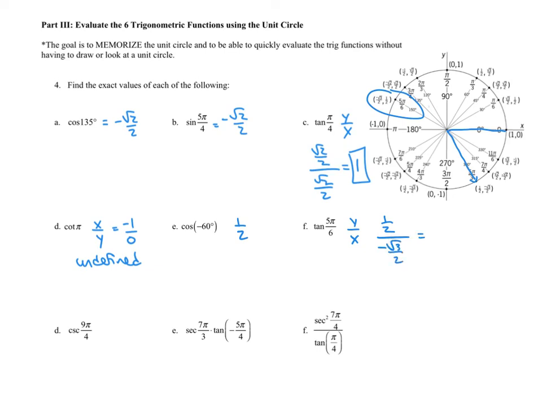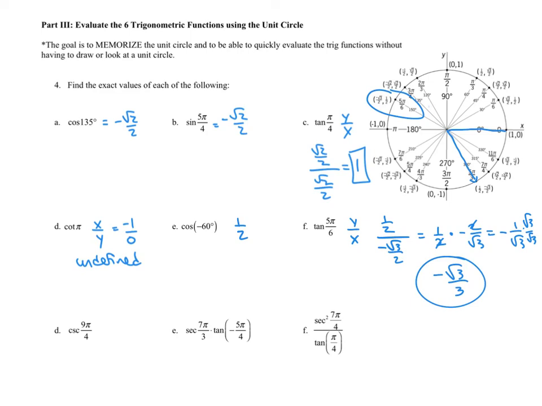And the more we do these, we start to memorize these values, or they at least become pretty quick. This is the same as 1/2 times negative 2 over root 3, which gives us, well, the 2's cancel, negative 1 over root 3, but we're not allowed to leave a radical in the bottom, so we multiply by radical 3 over radical 3, and we get negative root 3 over 3.